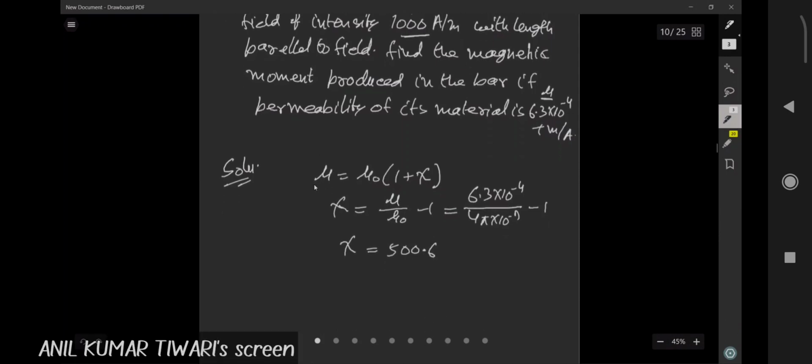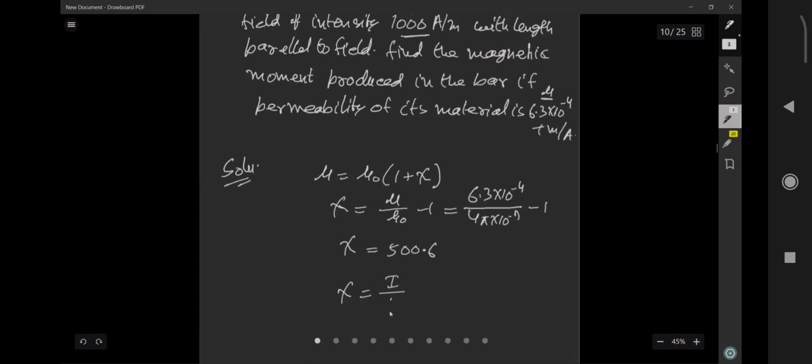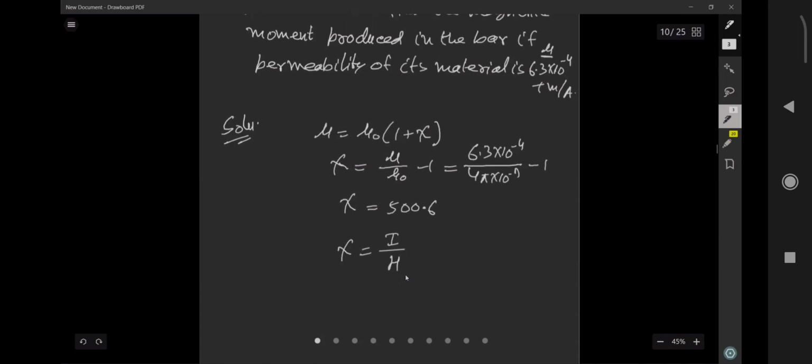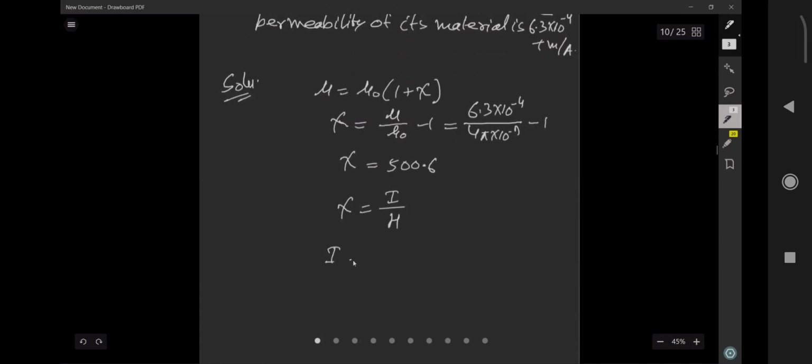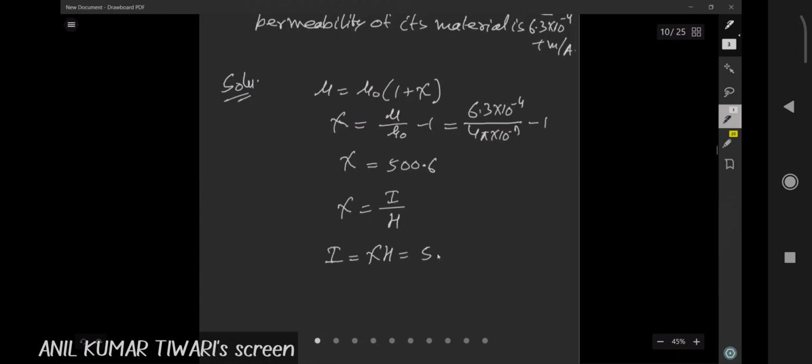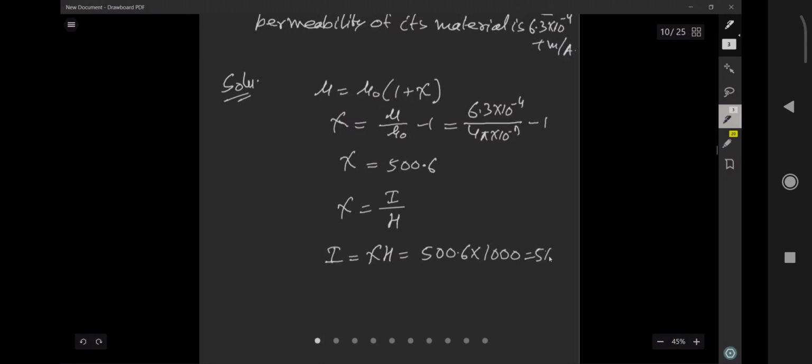After that, we know that chi is equal to I by H. And from this, we will get a value of I. The chi calculated, 500.6, into H, that was 1000. So this becomes 5 into 10 to the power 5.